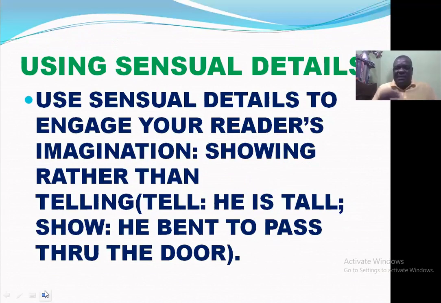What we mean by sensual details? From the word sense or senses, you have sensual. Now, you use sensual details to engage your reader's imagination. You want to show rather than tell. Let me give you an example. You witnessed a road accident, and you want to tell what you saw.